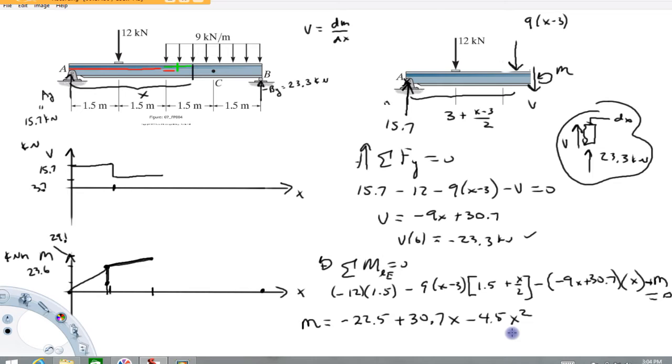If I put in x equals 3, I got 29.1 out of it. So this thing matches here. And because this thing matches the conditions, and if I check dM/dx, it differentiates to minus 9x plus 30.7, I think we're in pretty good shape. All right, so this thing seems to match the conditions and the fact that when I differentiate it, I get the shear. You'll see the 9x term right there and the 30.7 term right there.